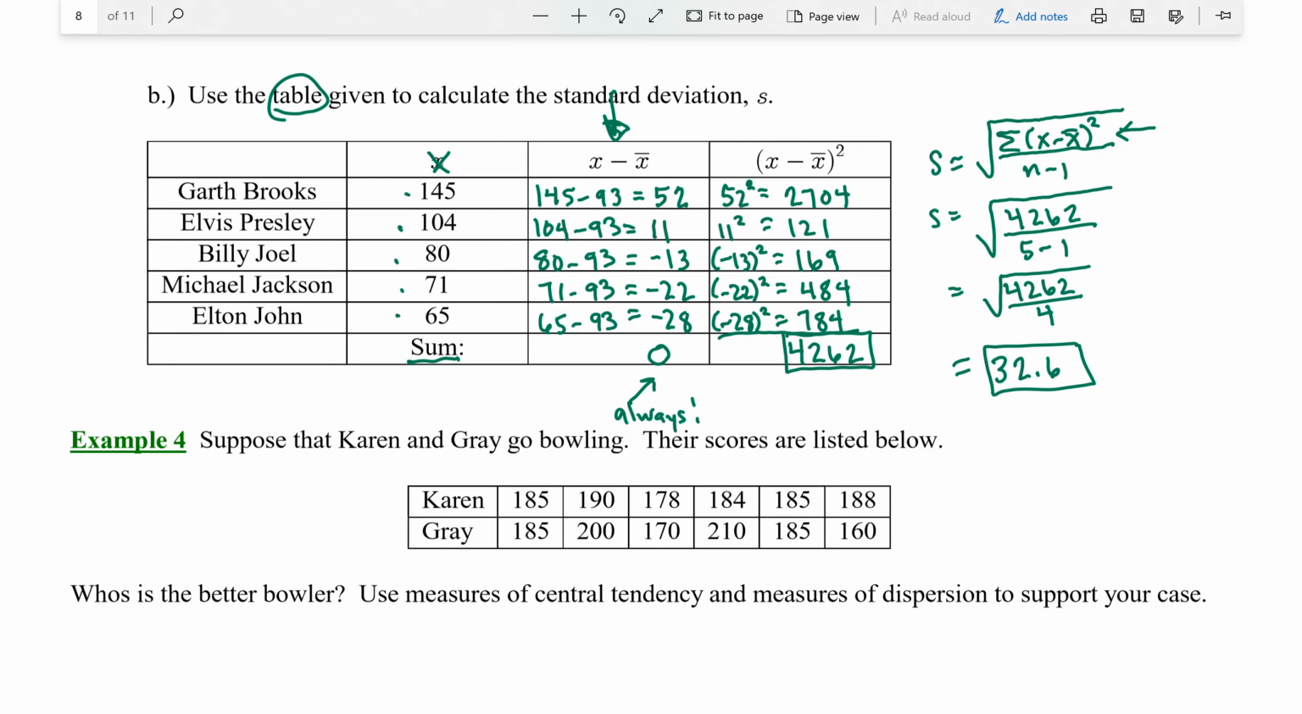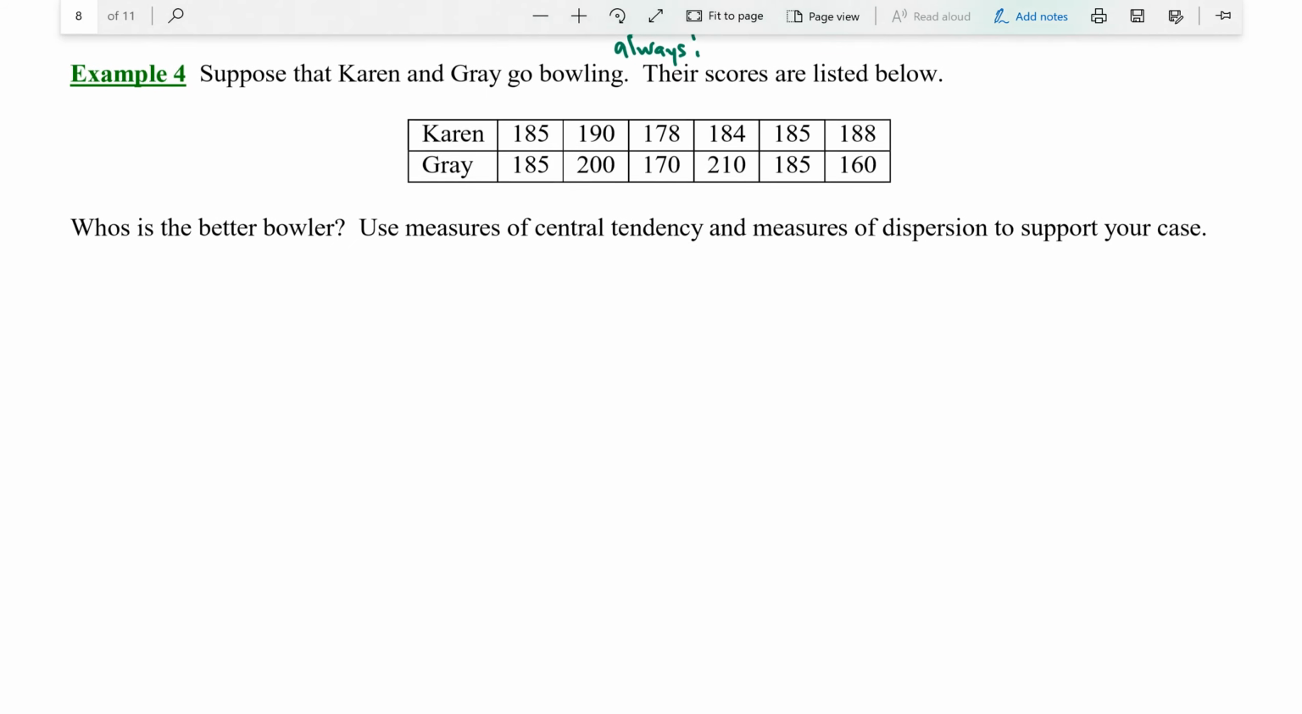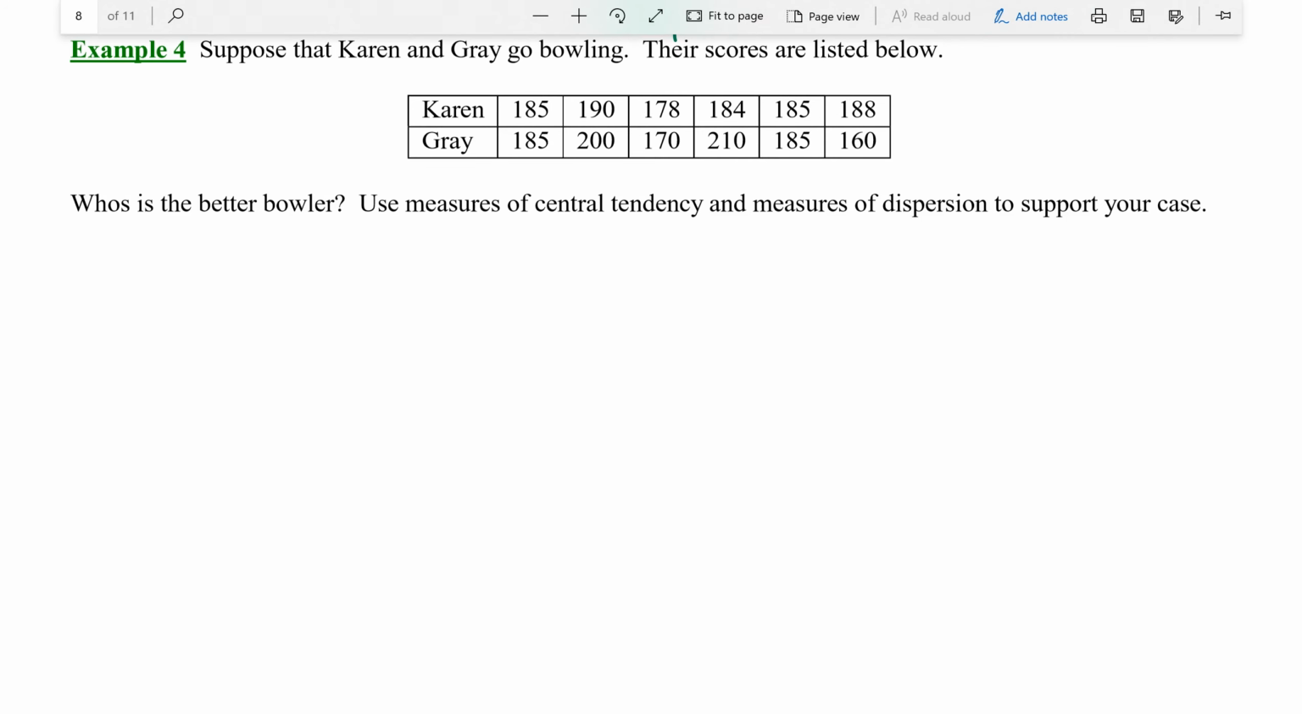Now, to really understand how the standard deviation is helpful in analyzing a data set, we're going to work through this next example.